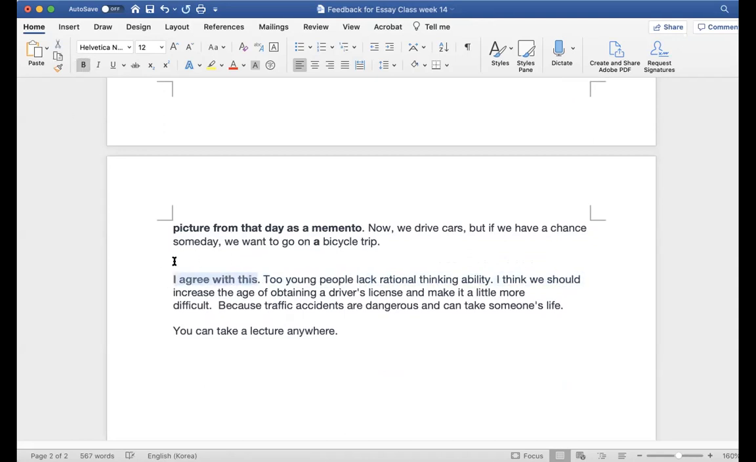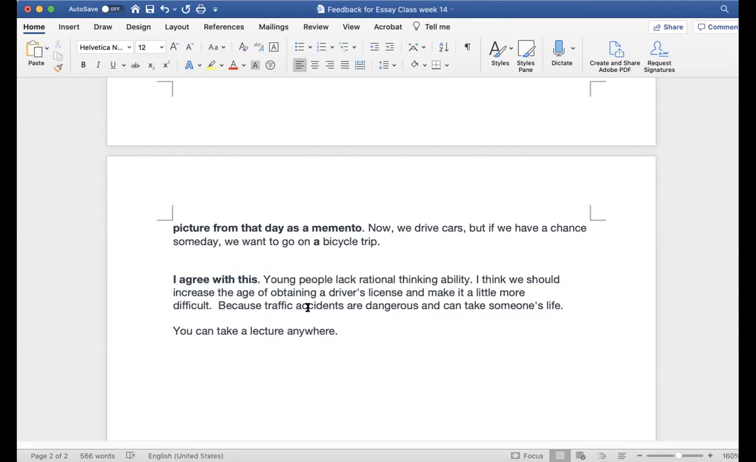And this is whatever this sentence before it was. So I think you should be, people under 20 should not be allowed to drive cars. I agree with this. Right? We already know it's an opinion, so we don't have to say the word opinion. So young, instead of too young people lack rational thinking ability. I think we should increase the age of obtaining a driver's license and make it a little more difficult.